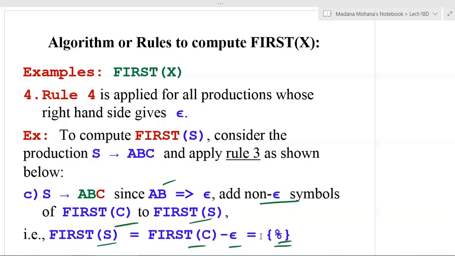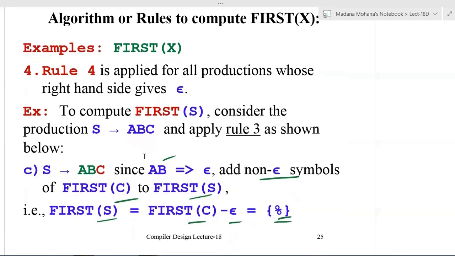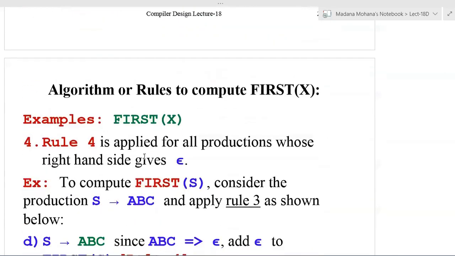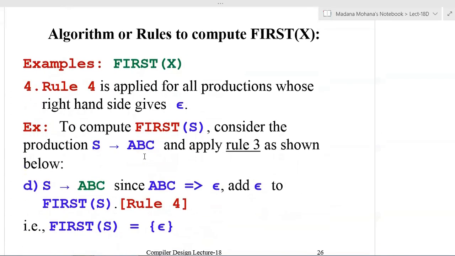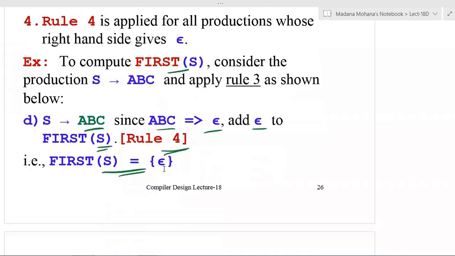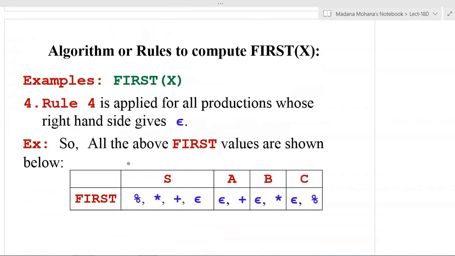Now, A, B, C all derive null on the right hand side. Then you have to apply rule 4 here. Only when all the symbols on the right hand side derive null can you apply rule 4. To compute first of S, here you can see S derives ABC. Since ABC derives null, then add epsilon to first of S. That is rule 4. Therefore, first of S equal to the previous first values, plus this value. All you can add to first of S. Now, finally, first of S equal to percentage, star, plus, epsilon. These are all the first of S values.